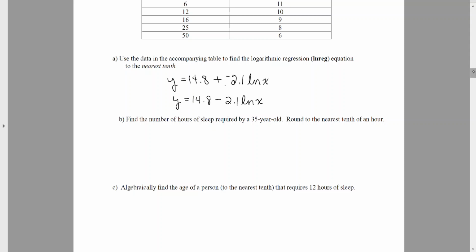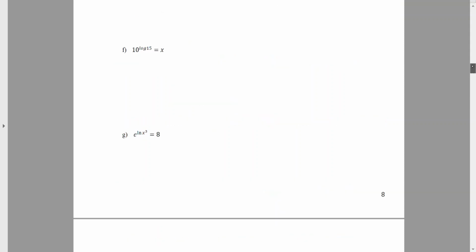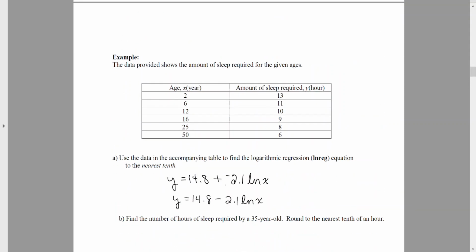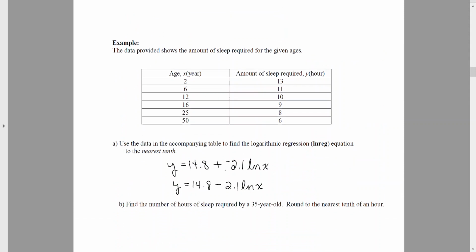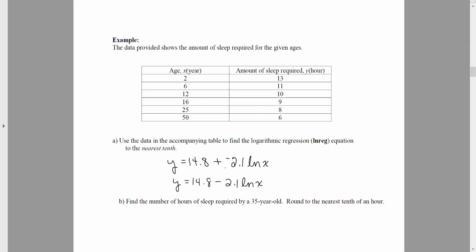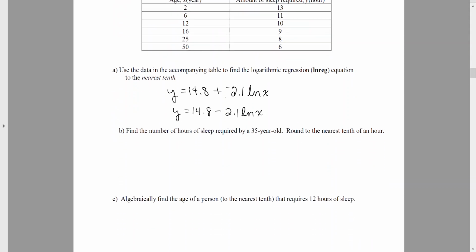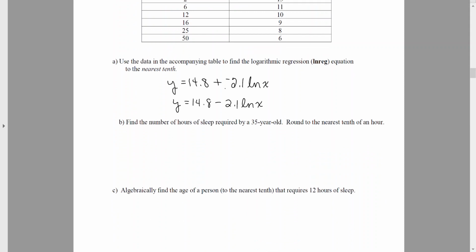Well, let's take a look back up at our chart here for just a minute. For a 35-year-old, we would expect our number of hours to be somewhere between 6 and 8 hours, because for a 25-year-old, it's 8 hours. For a 50-year-old, it's only 6 hours. So for ours, we were looking for a 35-year-old. So we're guessing somewhere between 6 to 8 hours. But let's not guess, let's find out.